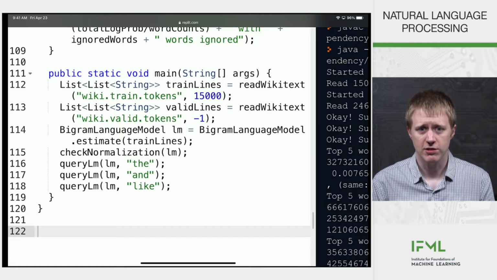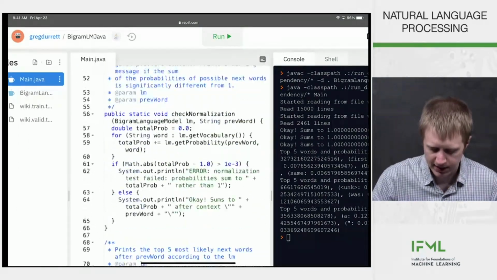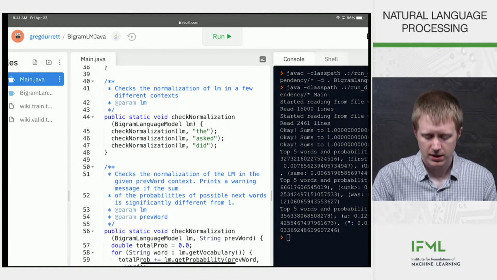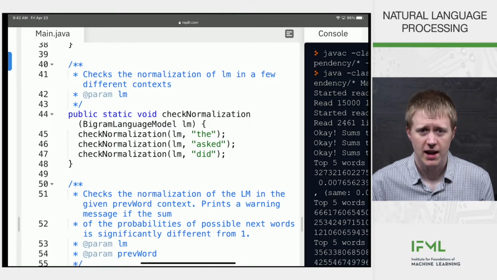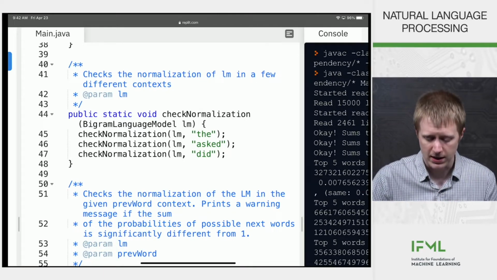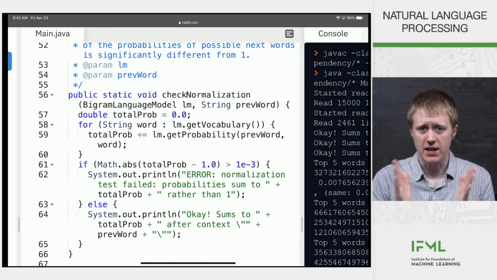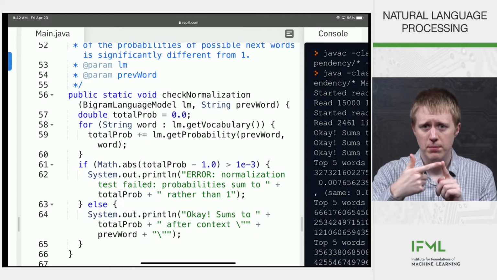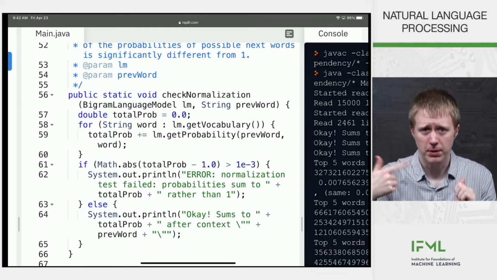What we're going to focus on is these next two steps, this check normalization operation and this query LM operation. Okay, so let's take a look at what those do. So the check normalization operation is going to make sure that the language model normalizes, or sums to one, given three different contexts. And this is basically a sanity check for us to see that what we've computed is actually a probability distribution and not just some random numbers. So what that does is it first starts with defining a total probability to be 0.0 and then loops over every word in the vocabulary and computes the probability of that word given some fixed previous word and adds up those probabilities in this total prob variable.